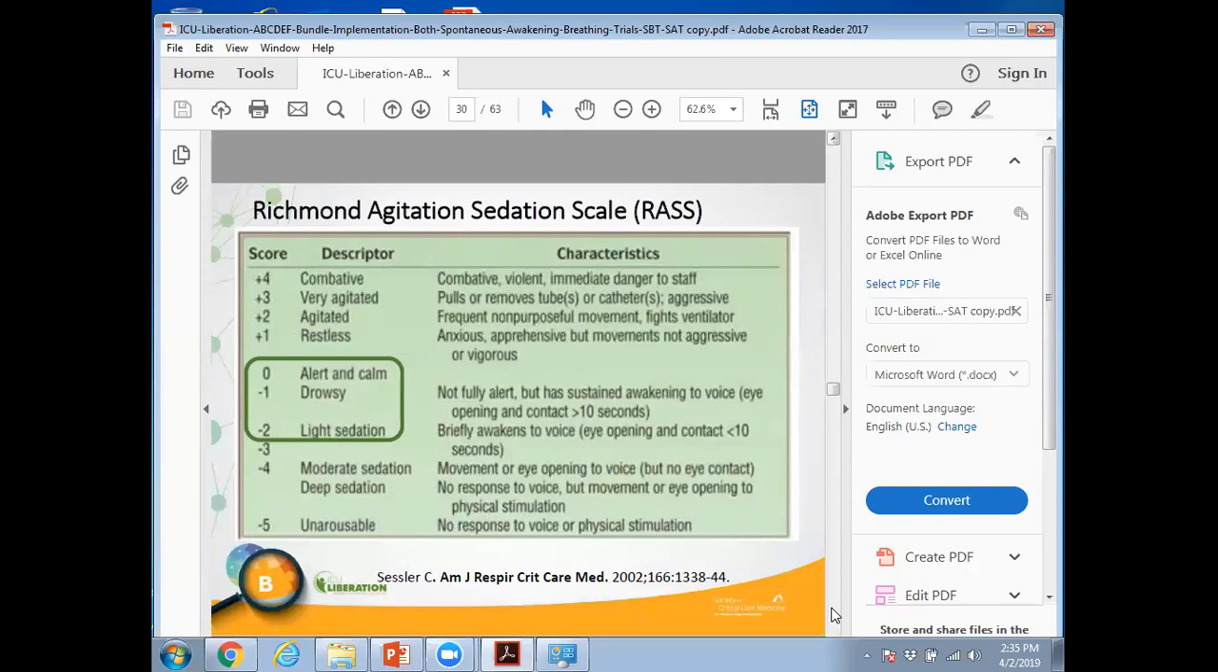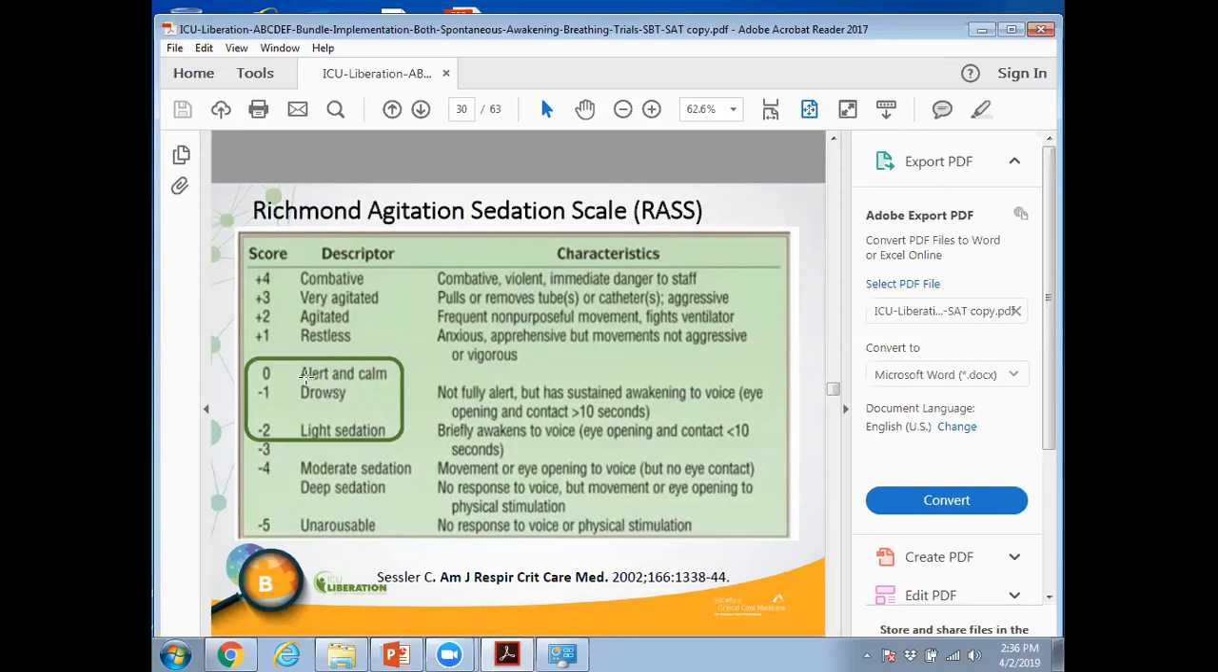An awake patient will have a score of 0. Alert and calm. Normal person. So 0 is the normal. Plus values up to +4 are agitation, with +4 being the most agitated patients: combative, violent, etc. Hopefully that will be very few patients. And the minuses are sedated. -5 is deeply sedated, unarousable.